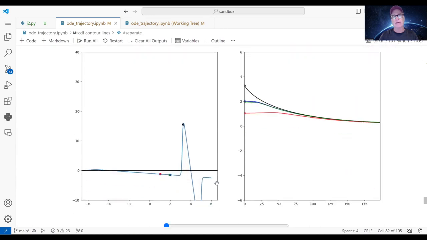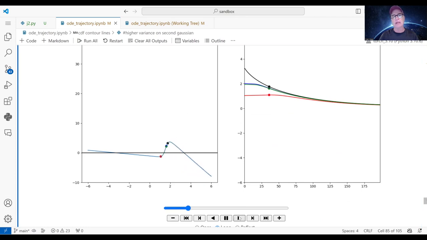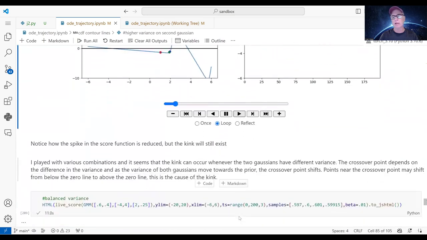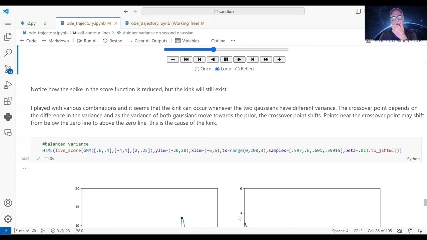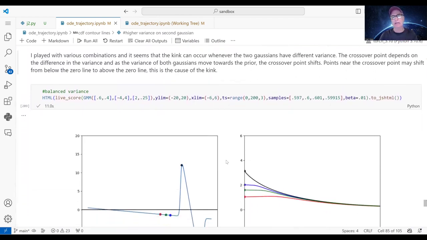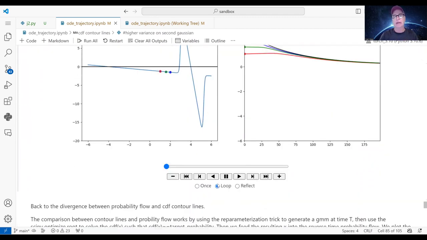The higher variance on the second one, again, notice this point is not as high. It used to be like -40 or something like that. So you start at a different point, but still you get those lines that get pulled from down below to above, which represents the kink. So that's all normal. I already kind of jumped the gun and described the explanation of why the kink occurs, and just copied it.